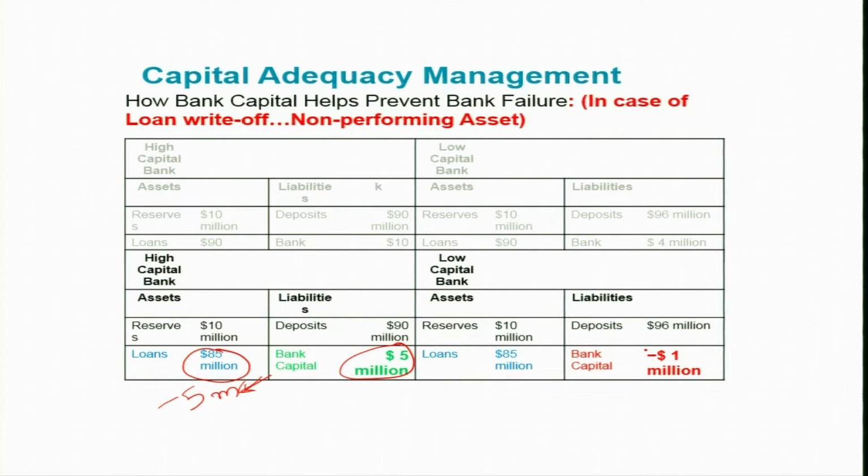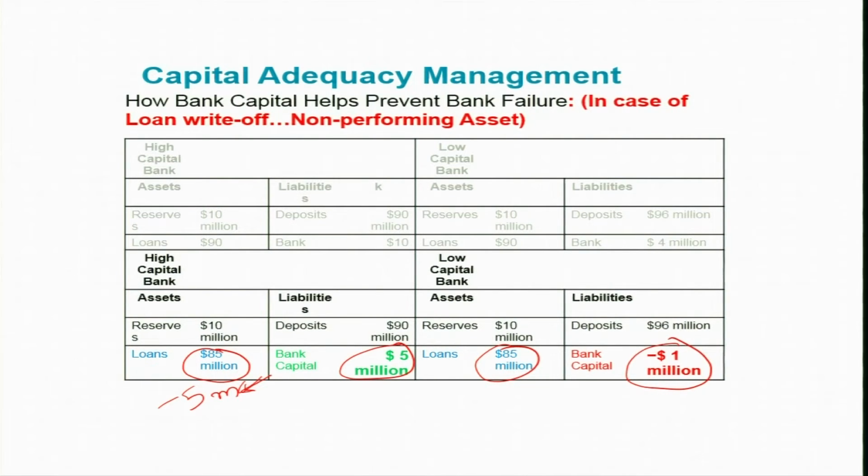What about the next bank, the small capital bank? They also need to cover 5 million here. The 4 million they can obviously take from the capital, and then they have to borrow the rest. You can see that the bank capital is reduced to minus 1 million. So, in this case the bank has a deficiency of funds.